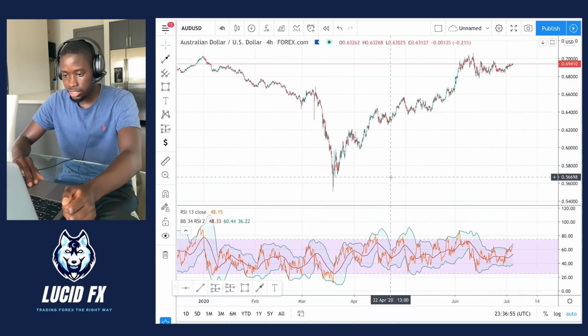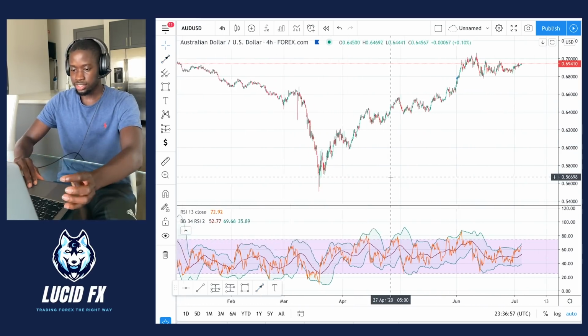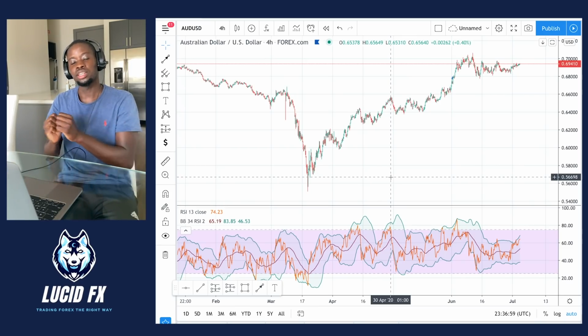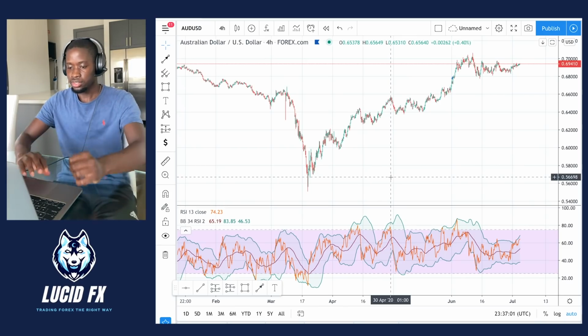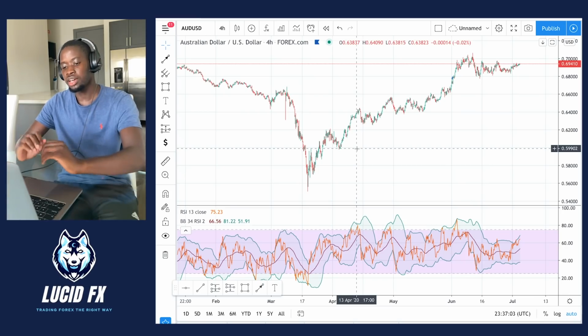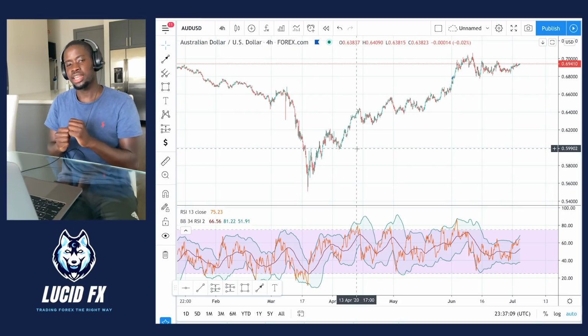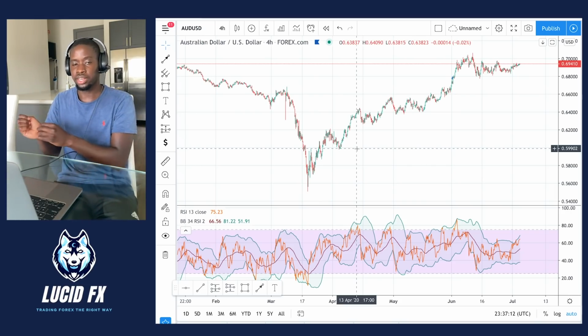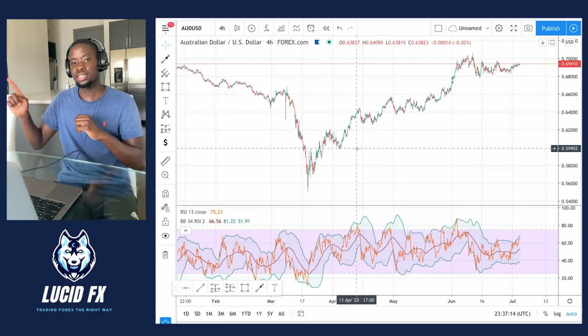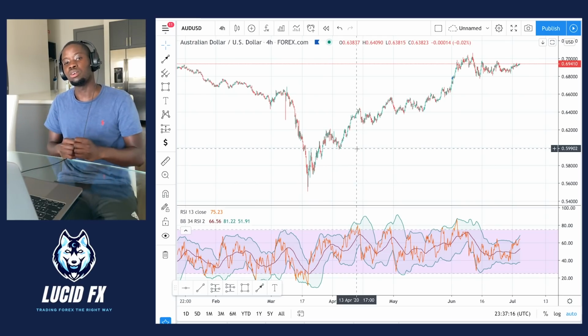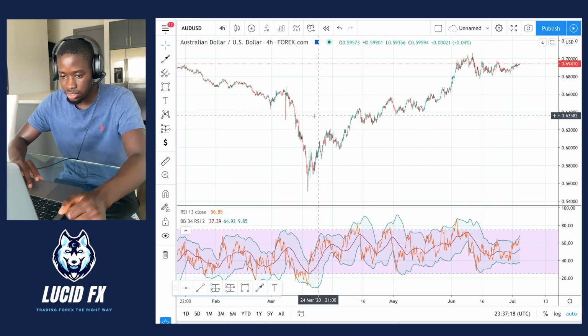Let's get going, guys. So how I trade price action is I always obviously go with the trend. I'll mark up key levels on the chart and I'll wait for price to break that level, come back, retest it, and then I'll hop in to go with the trend. If it's going up, I'll look for buys. If it's going down, I will look for sells. So let's get to it, guys.